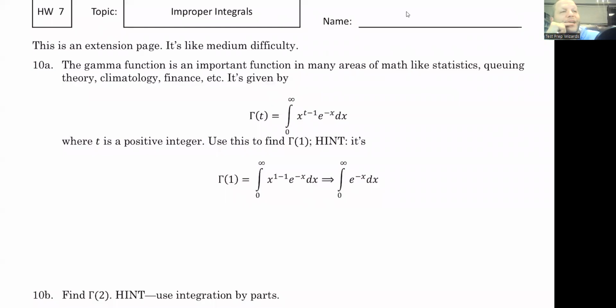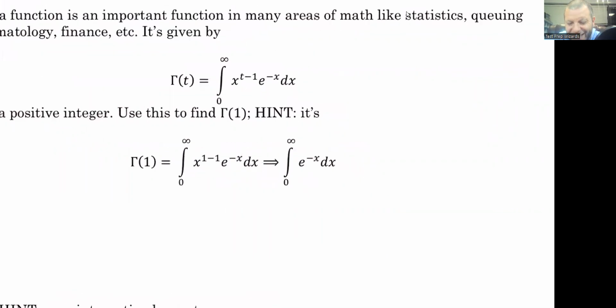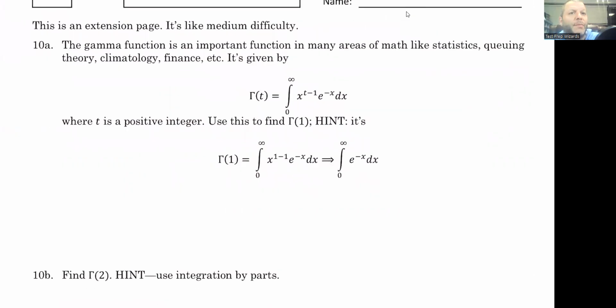All right, this is gamma time. This might be the question that I've gotten the most questions about all time, so I love it. For starters, we have this gamma function, which has a really, really weird definition, but gamma functions pop up in a lot of different places in math, right?